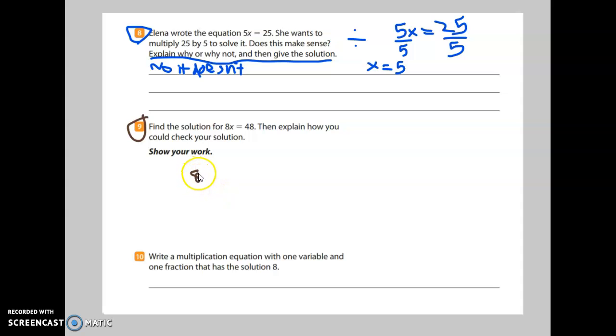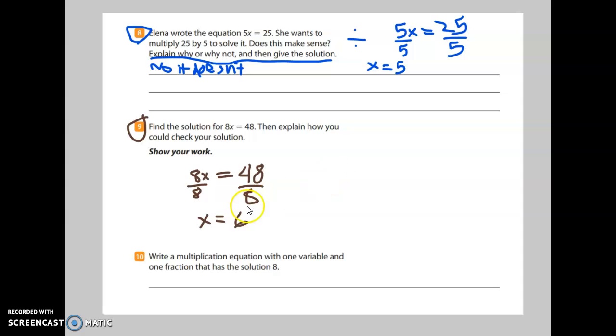So 8x. We know that this is being multiplied. So what is the opposite of multiplying? By this point, you should be tired of hearing me ask you that. Yes, it's division. So I'm dividing that side by 8. Whatever I do to that side, I have to do to the other side. So 8 divided by 8 is 1. So x is now alone. Then 48 divided by 8 equals 6. And how can I check and make sure this is right?